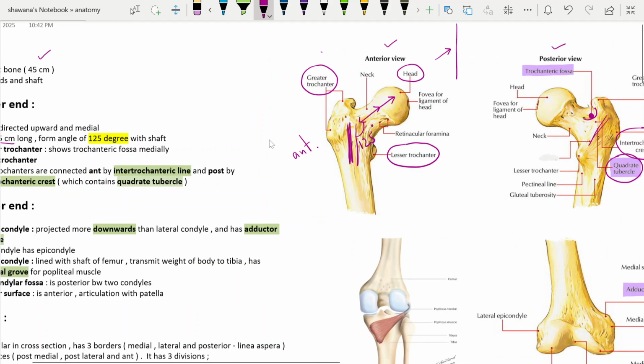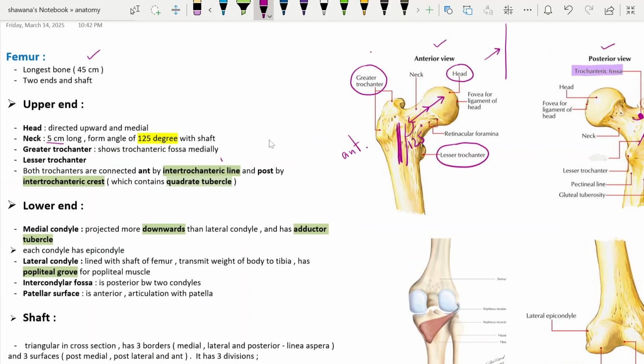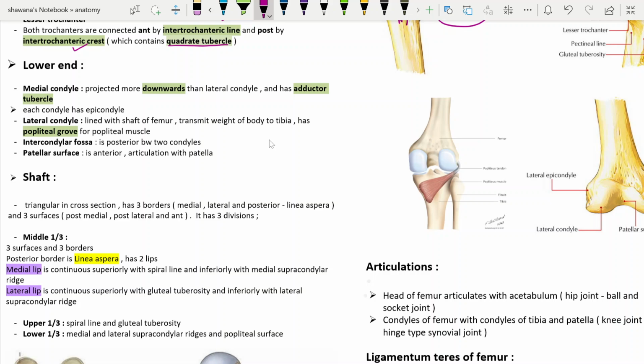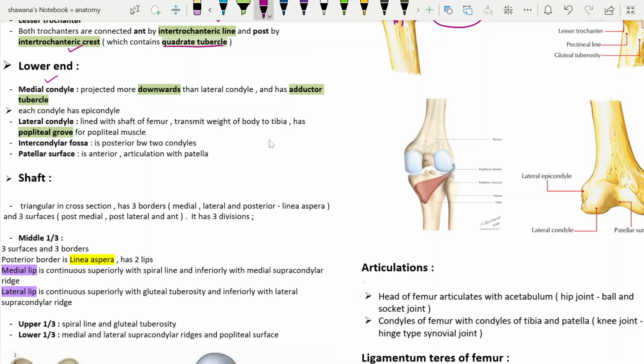The greater trochanter contains the trochanteric fossa medially, and then there is the lesser trochanter. Both these are connected anteriorly by the intertrochanteric line and posteriorly by the intertrochanteric crest, which contains the quadrate tubercle for muscle attachment. And the lower end. The lower end consists of condyles. Okay, condyles. So let's focus on the lower end.